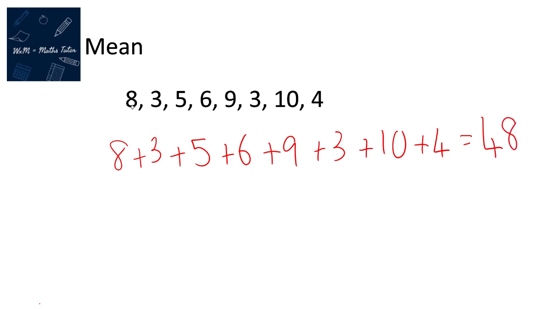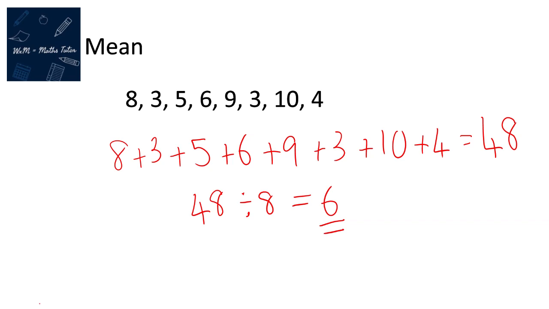Now, I know that there are 1, 2, 3, 4, 5, 6, 7, 8 pieces of data there. So I'm going to take my 48 and divide it by 8 to give me an average or a mean of 6.